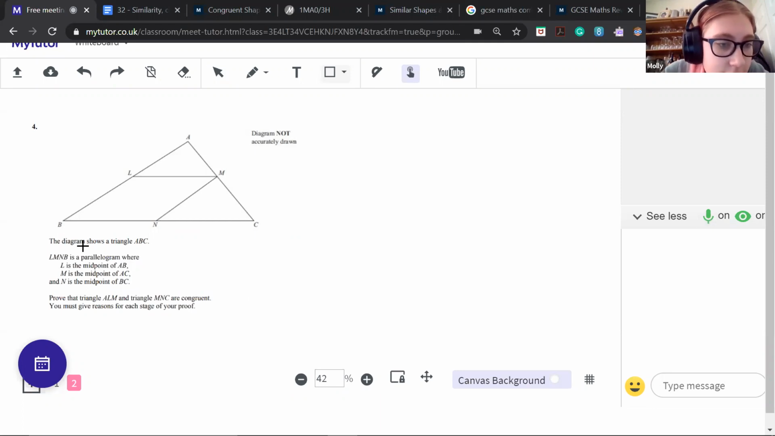So this diagram shows triangle ABC. Now this is important. LMNB is a parallelogram. So we know what that means, right? We know that this means that BN is equal to LM, and BL is equal to NM. We know that because it's a parallelogram, so that's important. Where L is the midpoint of AB. So this is halfway down this line. That's important as well. M is the midpoint of AC, so it's halfway down this line, and N is the midpoint of BC. So we've learned some really interesting stuff actually from reading that there.